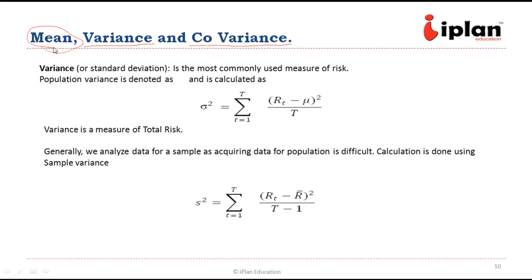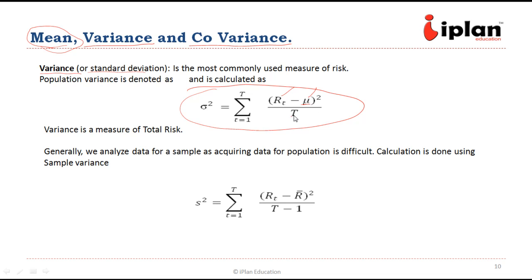Now the variance, which is the square of standard deviation, can be used to represent risk. We can use either of them. In the formula, variance is this, where RT is the return and mu is the mean return. If we are using the whole population, then we'll use T, the time period, in the denominator.